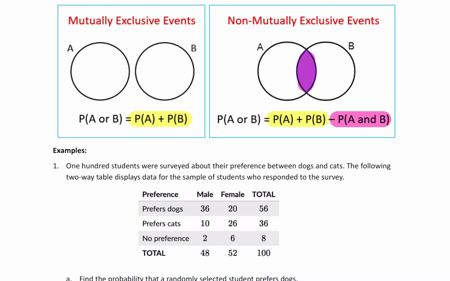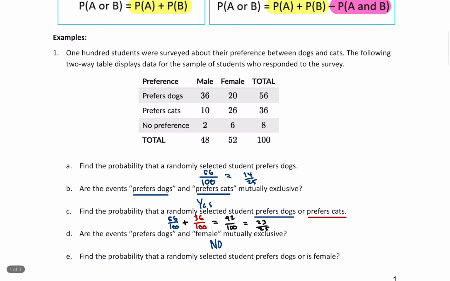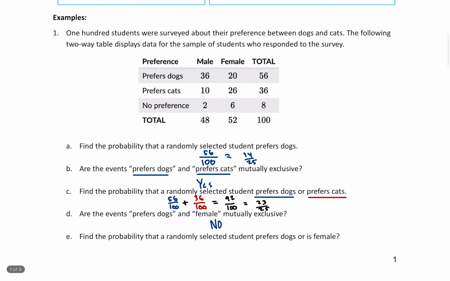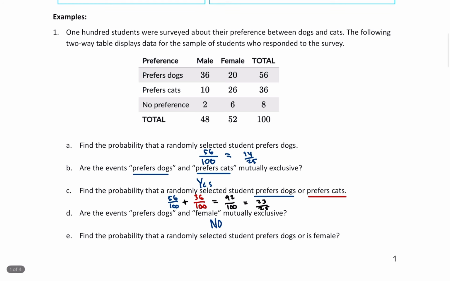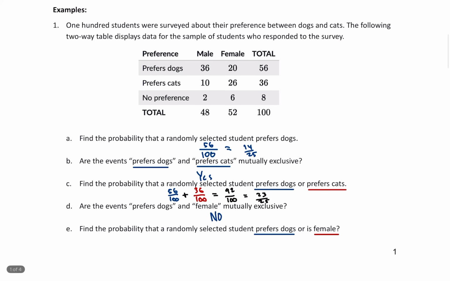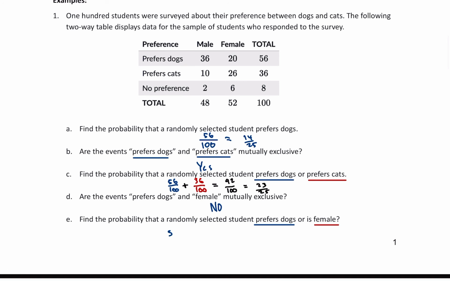Okay, so now E is asking to find the probability that a student prefers dogs or is female. So what we just said was not mutually exclusive. We've got to find the probability for this. Okay, so I've got prefer dogs. I'm going to say that one's my blue. And is female is going to be my red. Well, what's the probability I prefer dogs? I've already said that a couple times now. That's 56 out of 100.